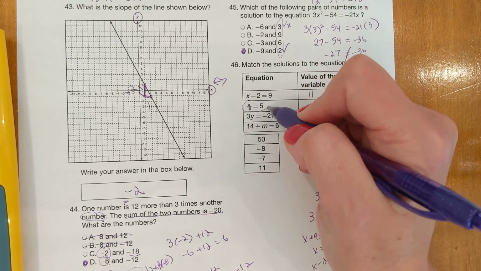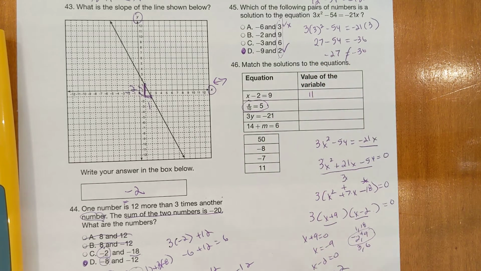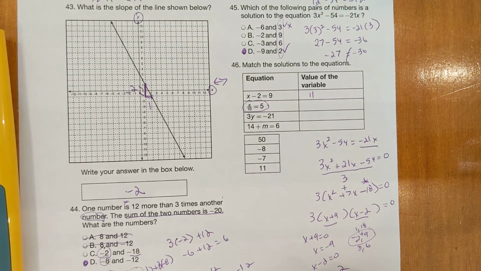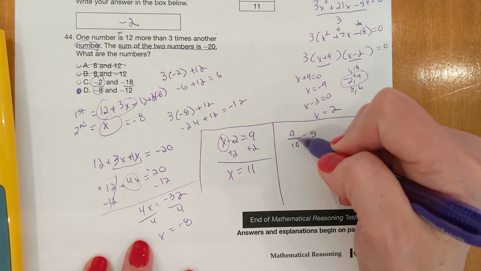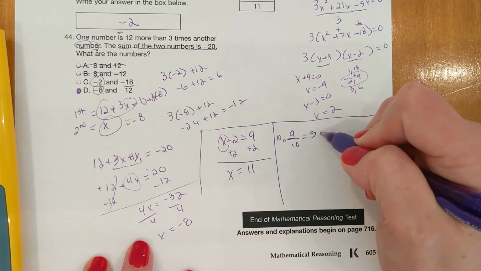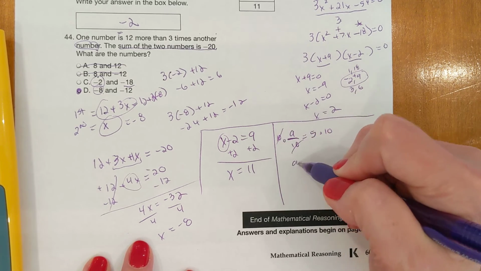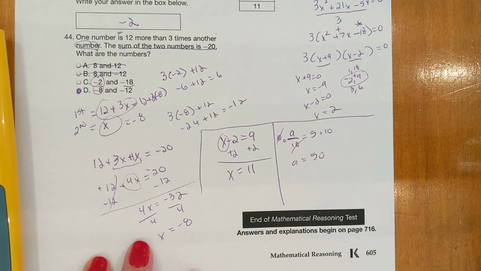The next one is a divided by 10 equals 5. The opposite of division is multiplication. So that means a is equal to 50.